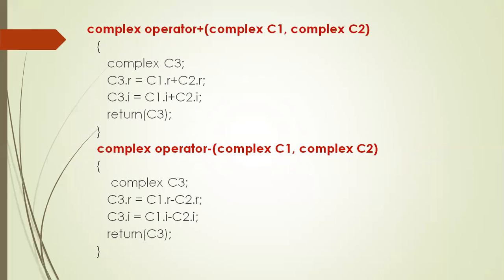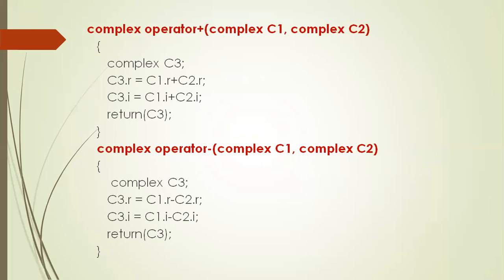Now, when you look at this declaration, you can see C1, C2, and also C3. So all the three objects are visible, which means for every object, in order to access R and I, you have to use the dot operator. So C3 dot R equals C1 dot R plus C2 dot R. C3 dot I equals C1 dot I plus C2 dot I. Return the object C3. Same thing you repeat for subtraction, the minus operator also. Wherever plus is there, you have to replace it with minus. So complex C3, C3 dot R equals C1 dot R minus C2 dot R. C3 dot I equals C1 dot I minus C2 dot I. Return C3.